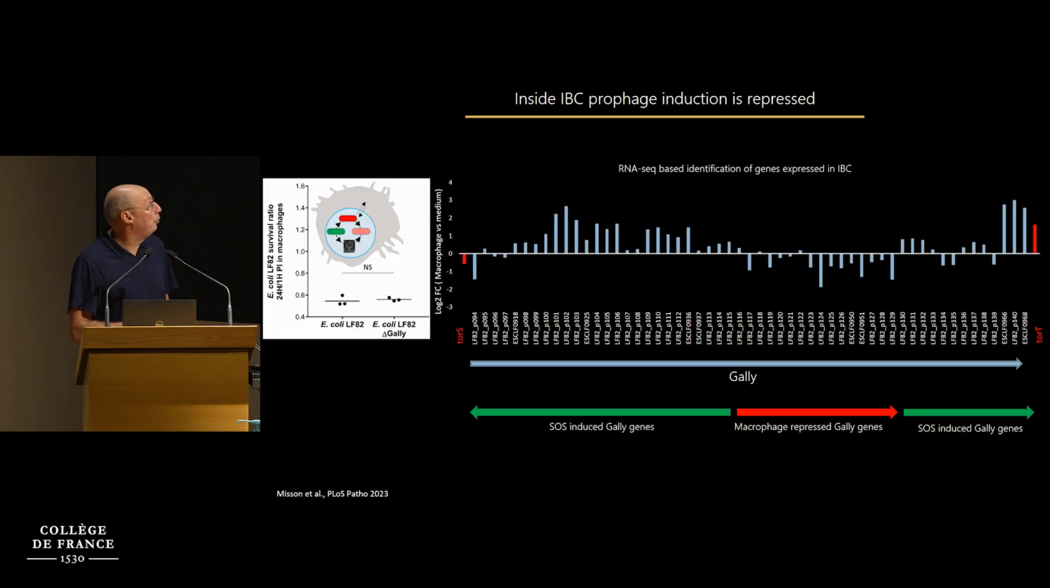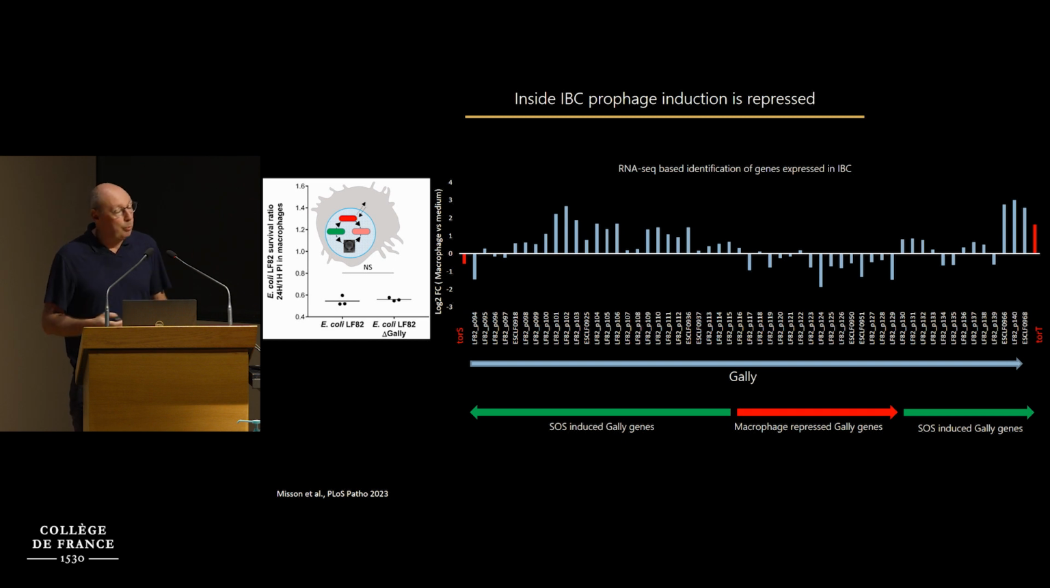So the surprise was this result. We compared the viability of the bacteria inside the macrophage when they can produce this phage or when they do not produce this phage. And there is absolutely no difference between these two conditions, suggesting that even if the bacteria are able to produce the phage, either the lysis is not happening or something else is happening.